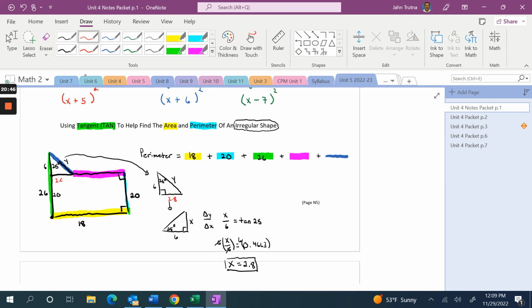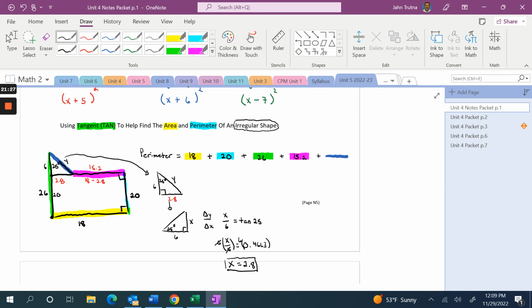Okay, and then I'm going to, because the entire yellow part is 18, that means that this purple part is going to be 18 minus 2.8. So whatever 18 minus 2.8 is, that's going to be what my entire purple part is going to be. So you subtract those two. That would be 15.2. Okay? So your purple part is 15.2. I need that to find the perimeter. Okay? Now, all I need now is the blue part to find the perimeter.